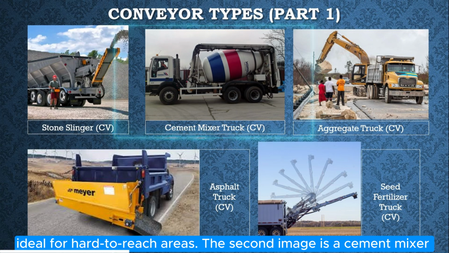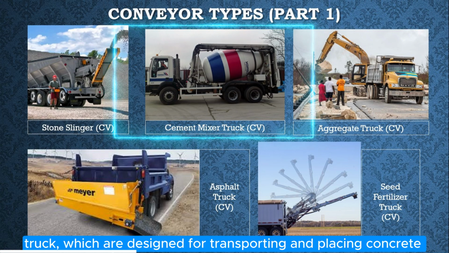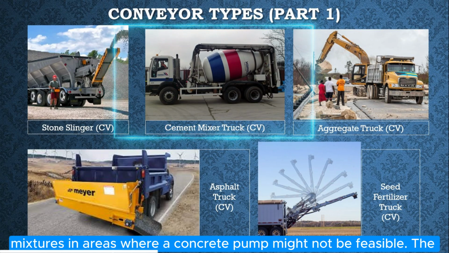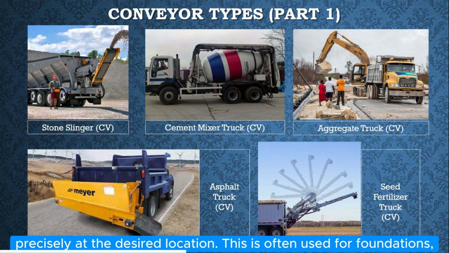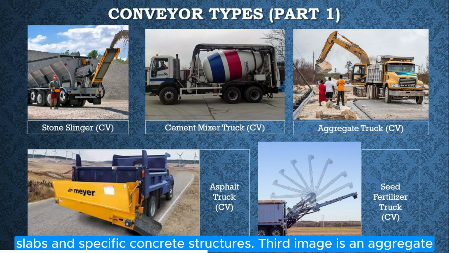The second image is a cement mixer truck, which is designed for transporting and placing concrete mixtures in areas where a concrete pump might not be feasible. The conveyor system can extend and swivel to pour concrete precisely at the desired location. This is often used for foundations, slabs, and specific concrete structures.